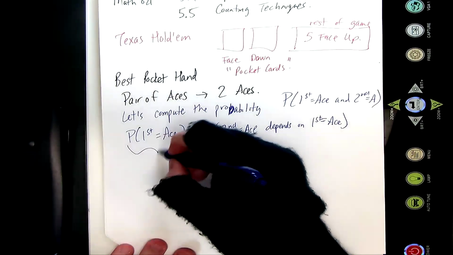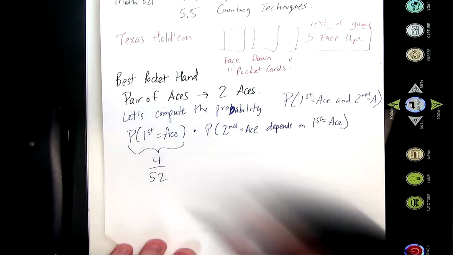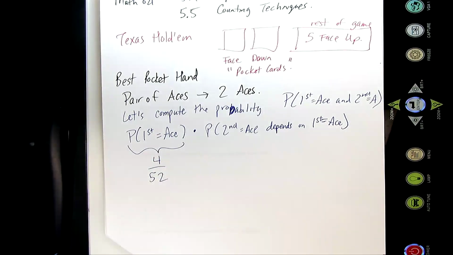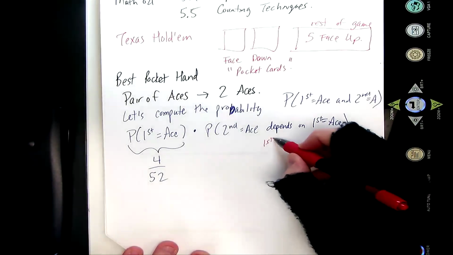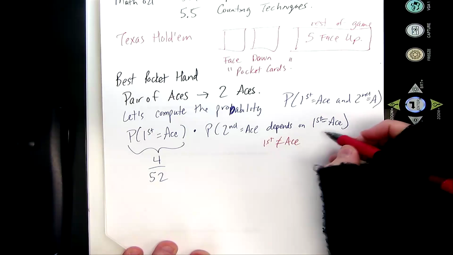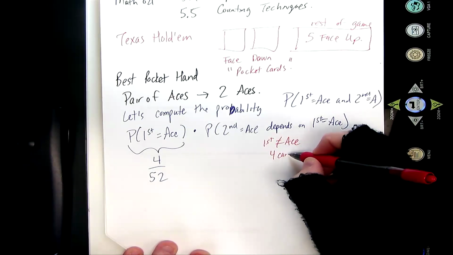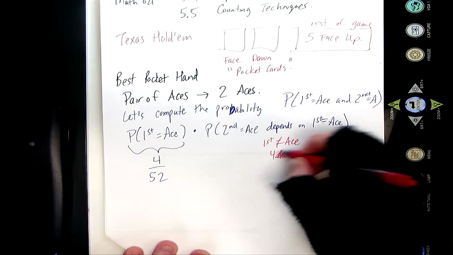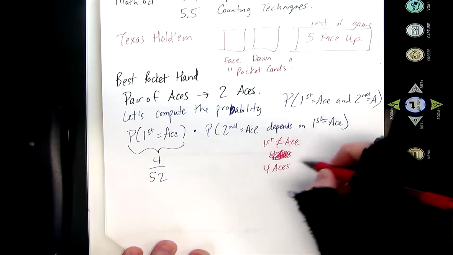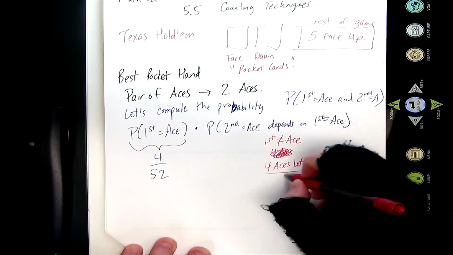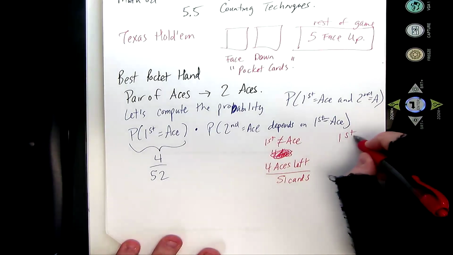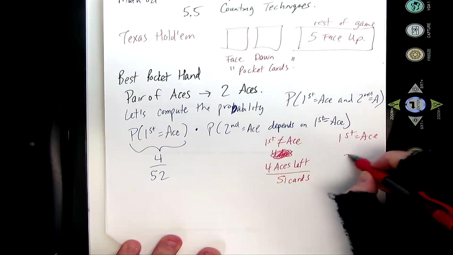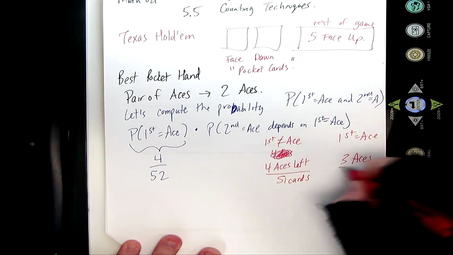This first one here is always 4 out of 52. There are 4 aces out of 52 cards. This one could have gone 2 ways. If the first card is not an ace, then there would be 4 aces left out of 51 cards, since we already drew one of the cards. But if the first card is an ace, now there's only 3 aces left out of 51 cards.